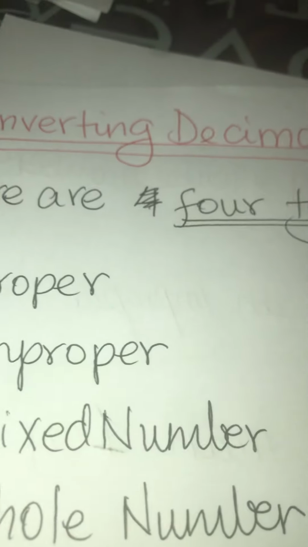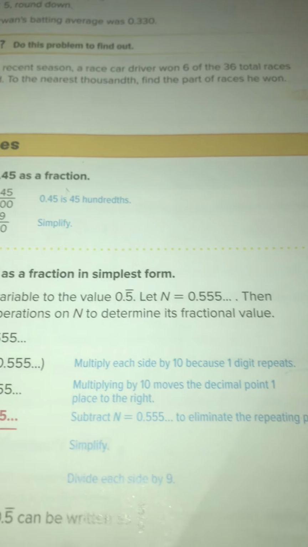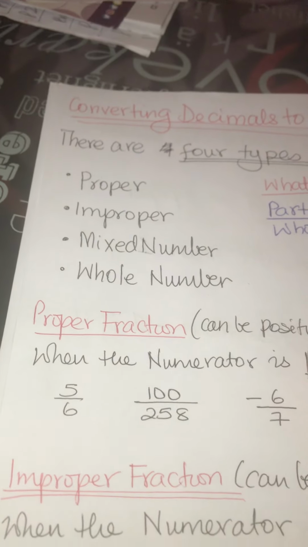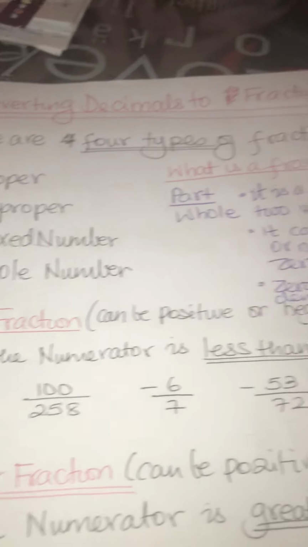Okay, so this is part 2 of the lesson where we have example 4 and 5. We are changing decimals to fractions. Now we need to know what type of fractions we have first. There are 4 types of fractions. Make sure you write your heading. There are 4 types of fractions. Which ones? Proper, improper, mixed number, whole number.